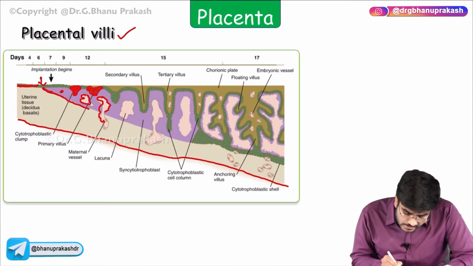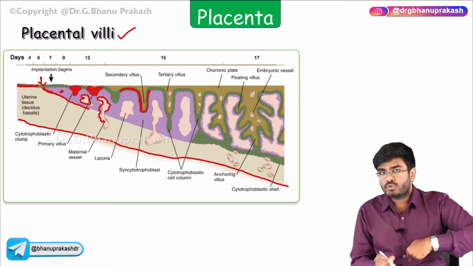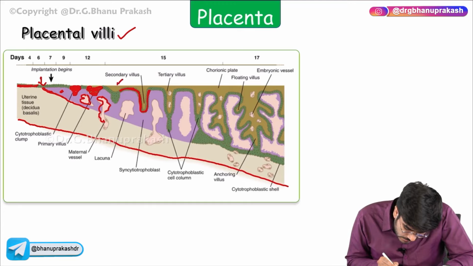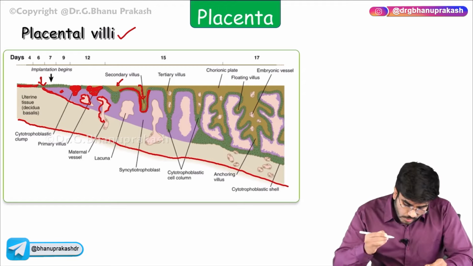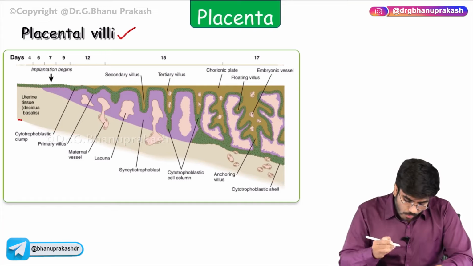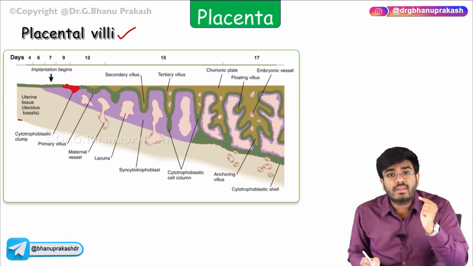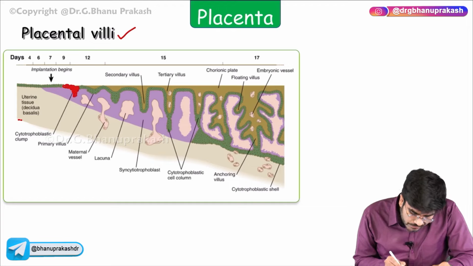Next, what happens? Now please concentrate. The cytotrophoblast has grown into the syncytial trophoblast. Along with the cytotrophoblast, this light green color thing is also coming in. What I'm trying to say is, the cytotrophoblast, the initial growth, is known as a primary villi. So primary villi is nothing but the cytotrophoblast growing into the syncytial trophoblast.